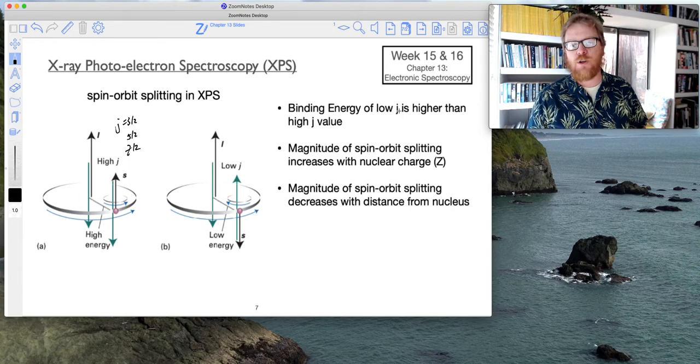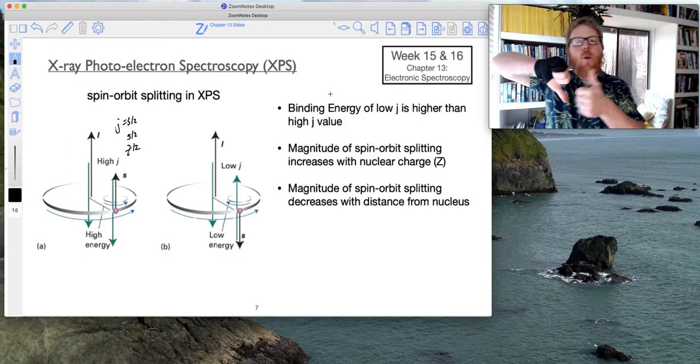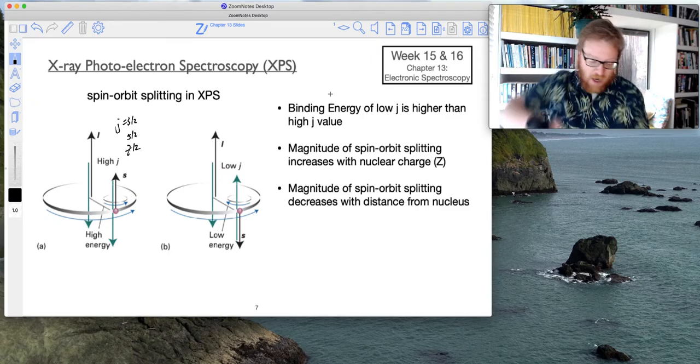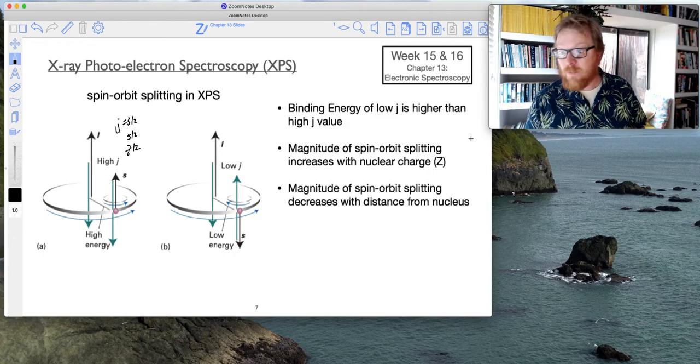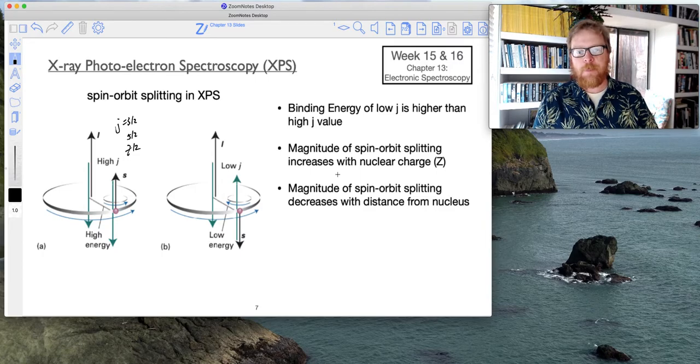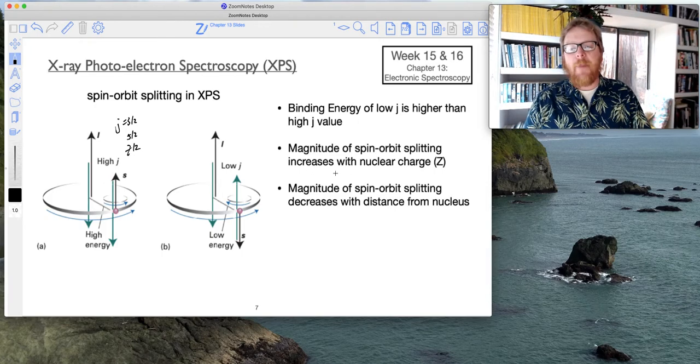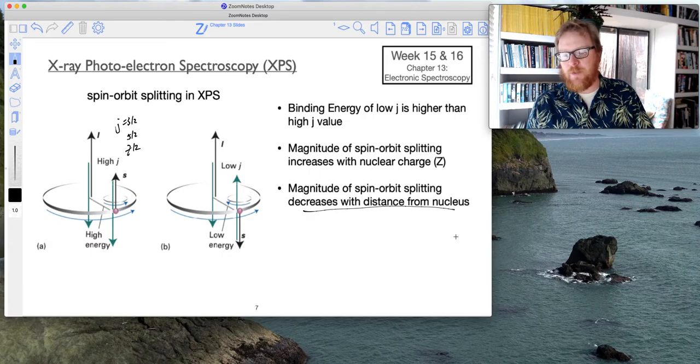So the binding energy of low J is higher than the high J value. Because of the way those angular momentums are anti-parallel, that makes the electron stuck to the core a little bit, it's bound a little more tightly. So the magnitude of the spin-orbit splitting increases with nuclear charge. I have to think about this. Did I describe that correctly in the past? Oh, yes, so I'm going to go back and re-explain the copper, silver, gold. I'm sorry. The magnitude of spin-orbit splitting decreases with distance from the nucleus.